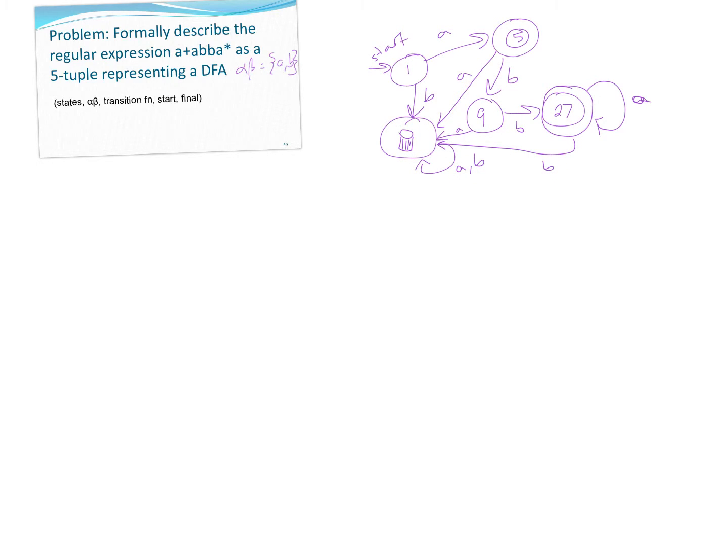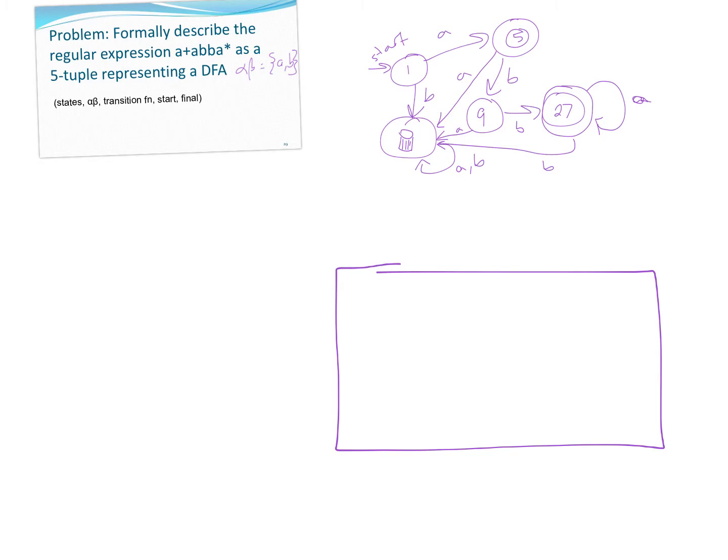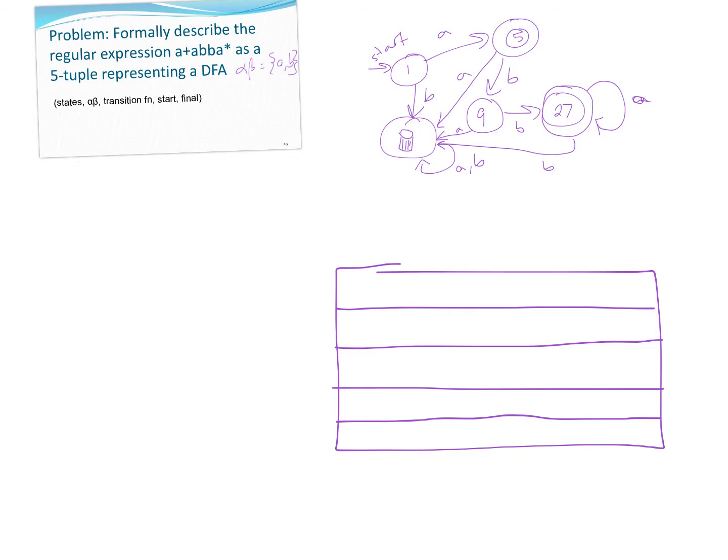So now we just need to specify that. Let's start with the transition table. That's the biggest pain, right? So here's my transition table. Let's do my horizontal lines first. How many states do we have? We have 1, 2, 3, 4, 5 states. So there they are. And our alphabet has two symbols. So our symbols are A and B.